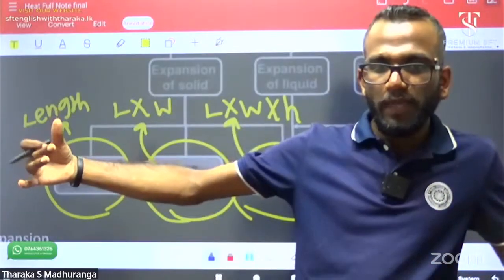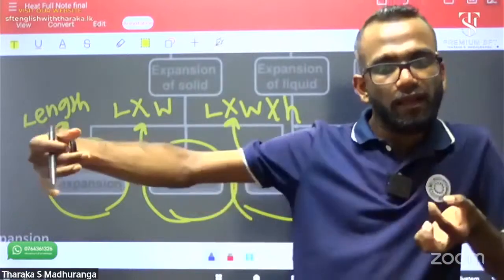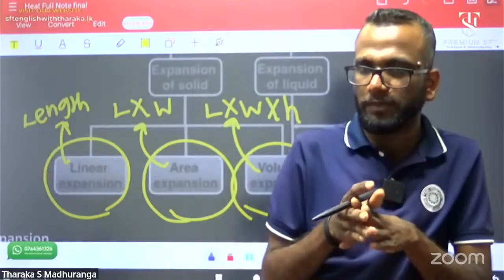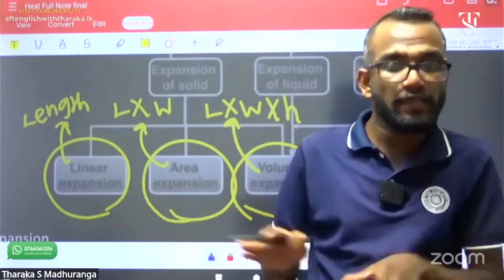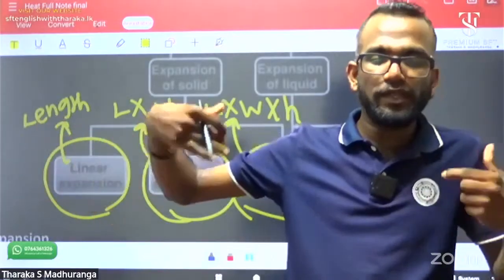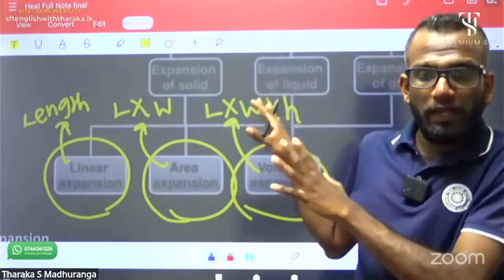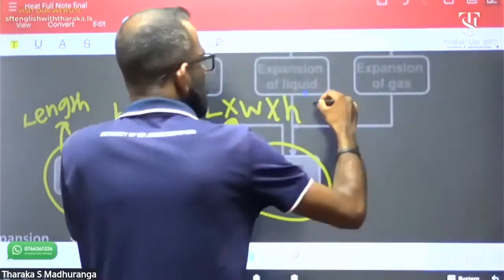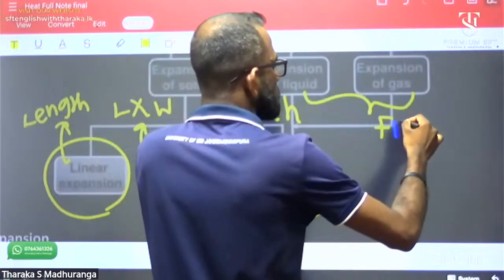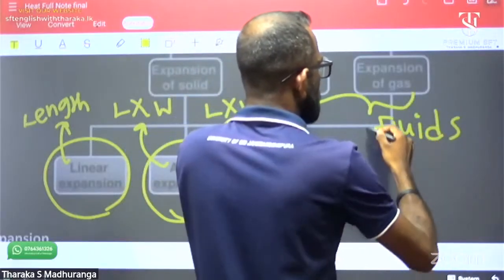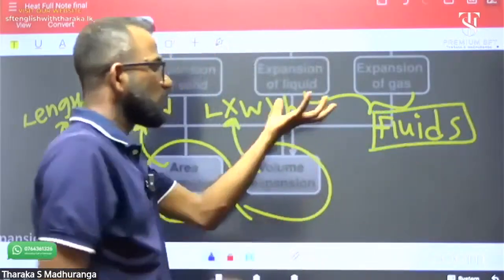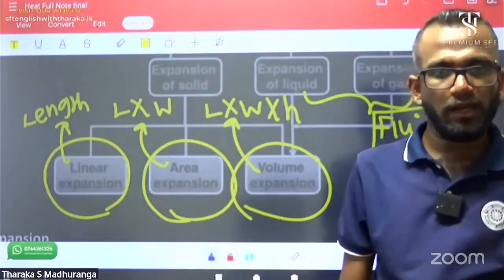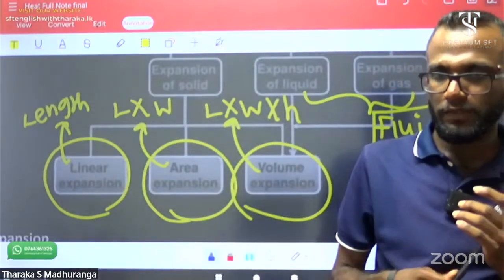But for liquids and gases, do they have linear expansion? We can't take a length of a liquid, or the area of a liquid, impossible, right? Gas, the area of gas, the length of gas. That's why for gases and liquids we call them fluids. Fluids. Liquid and gas both have volume expansion. Clear? Understood?